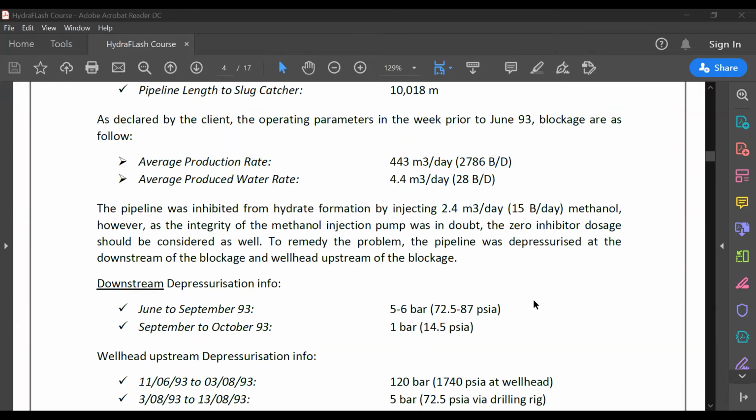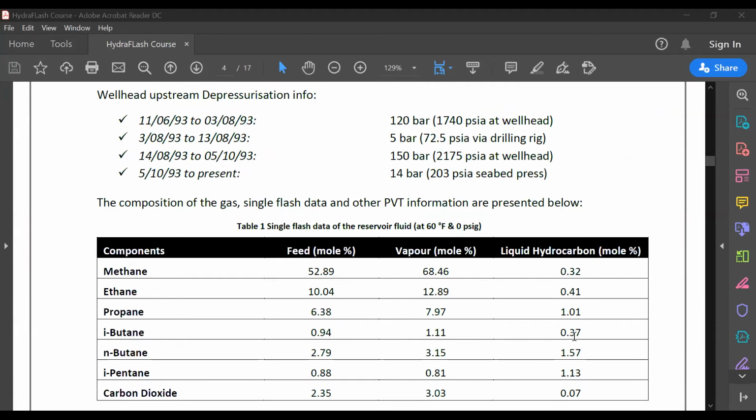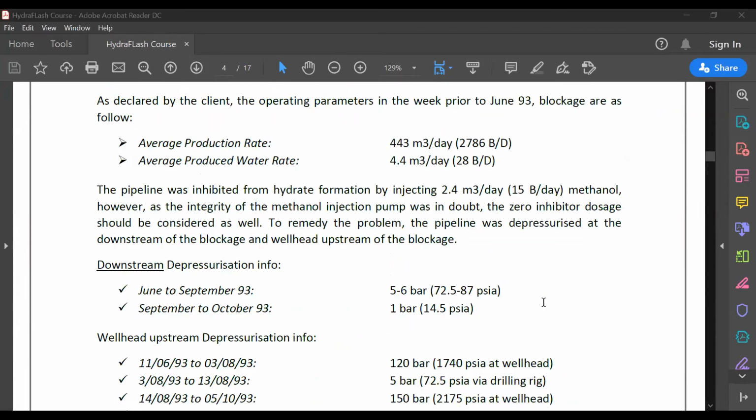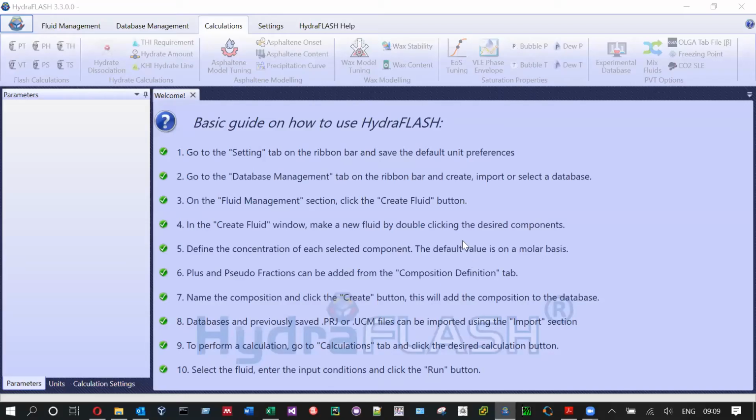So we know the composition of the oil, the information, the pressures, and the flow rates. First of all, to know whether the pressurization dissociates all hydrates, we need to start modeling. So let me change my screen share. Right, this is our software, Hydroflash.